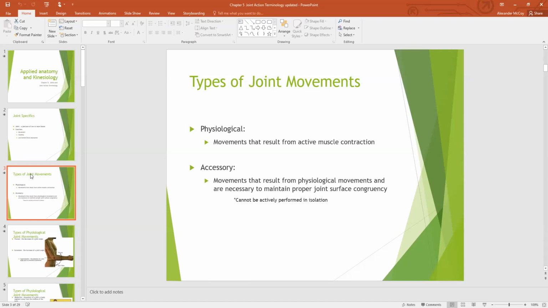So let's talk about the difference and types of joint movements. You probably never thought of it this way, but I'm going to bring this to your attention. We have two different types, physiological and accessory. Physiological, I want you to think of these as the big ones that you can see. It's an active muscle contraction that stimulates the ability for this joint to move. Again, I know I just said muscle as well as joint, but this is happening within the joint because of a muscle.